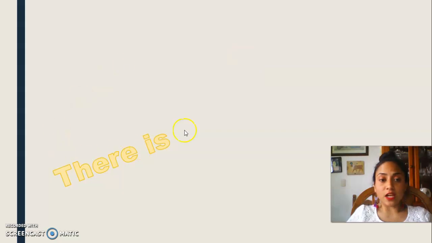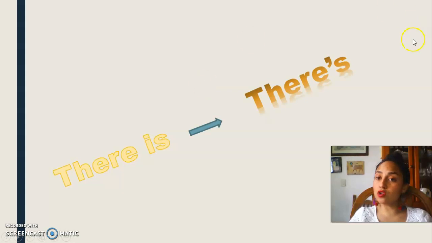There is, the long form. And we can write there is in the short form. Okay? So we are going to use a contraction. Lo vamos a hacer corto. So instead of saying there is, we can say there's. En lugar de decir there is, podemos decirlo en su forma corta que es there's.